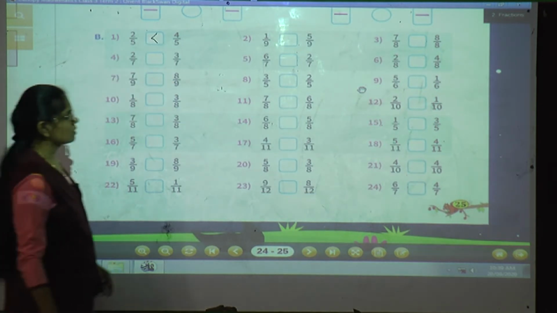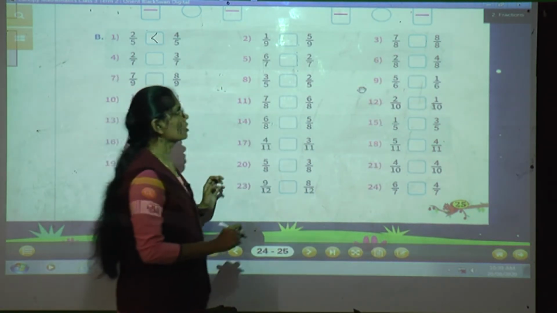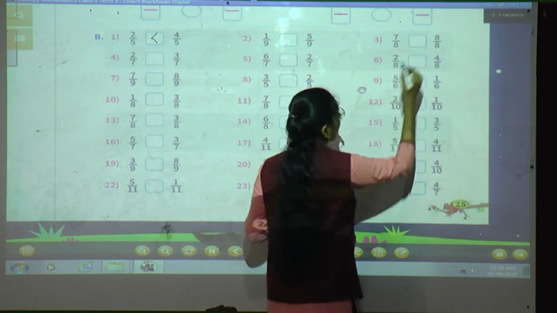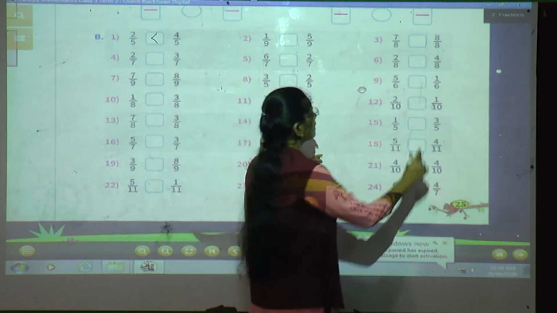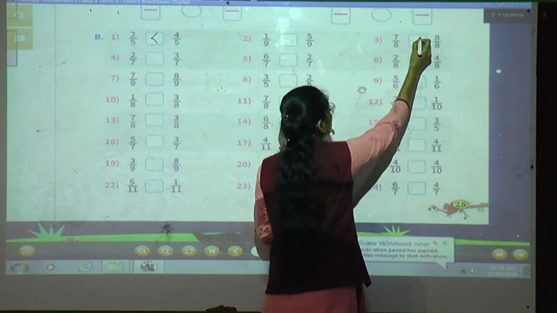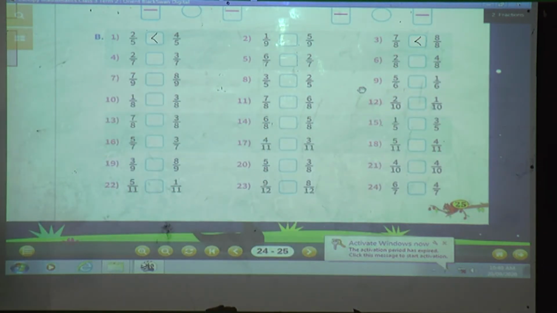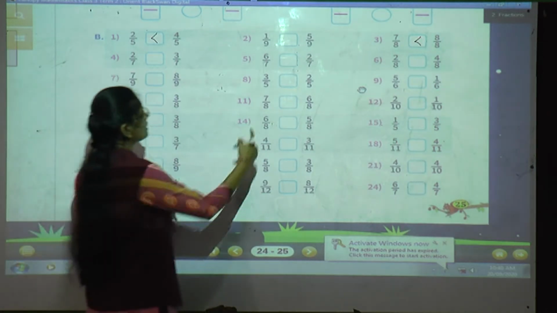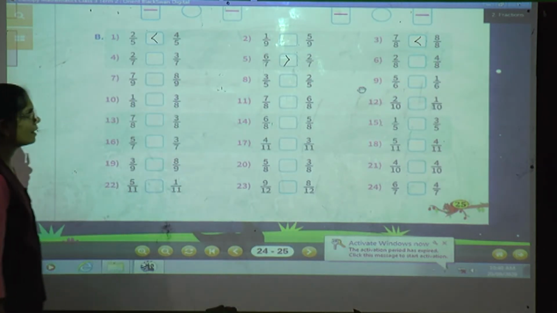Now see the third one. Here we'll take only the odd number sums. Now here 7 by 8 and 8 by 8. Again all are like fractions, so see only the numerator. 8 is greater than 7. So 8 by 8 is greater than 7 by 8. Then we'll move to the fifth example. Read the fractions: 6 by 7 and 2 by 7. Now 6 is greater than 2. So 6 by 7 is greater than 2 by 7.